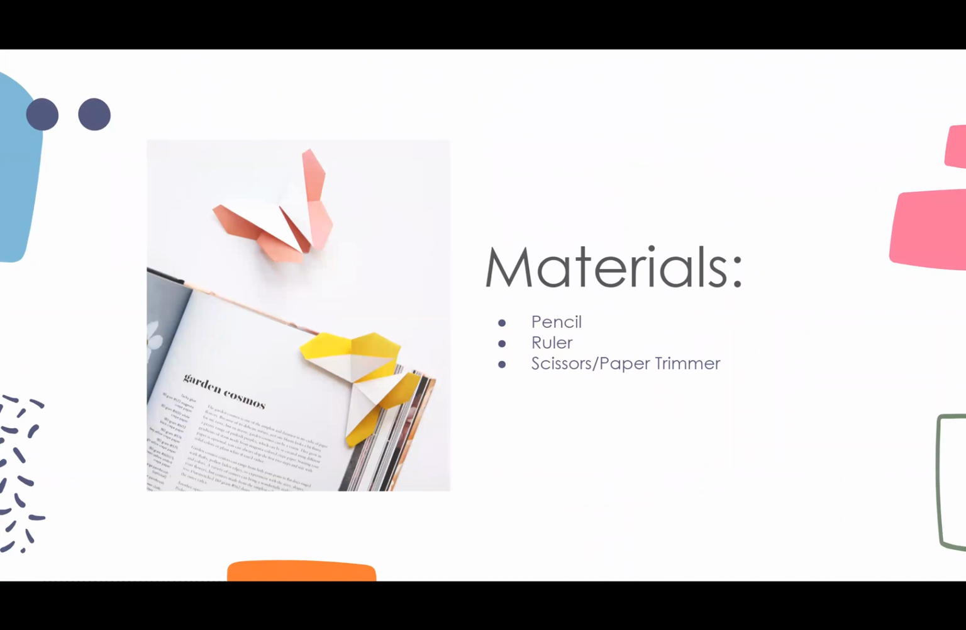These are the materials that you will be needing: a pencil, a ruler, scissors, and paper if you need it. You really don't need a ruler. I'm not going to be using one. Who needs exact measurements anyways? But if you want yours to be really nice, you might want to use one. So I'll give you guys a couple of minutes to grab all of those materials and then we can meet back together.